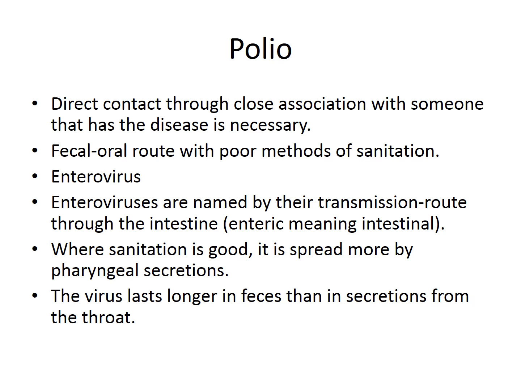Fecal oral route is pretty much the way that the individual is going to contract the disease. Poor methods of sanitation. It's considered an enterovirus, which is named for its transmission route through the intestine. Enteric means intestinal. Where sanitation is good, it is spread more by pharyngeal secretions. So the individual would carry fluids within their pharyngeal area. They would cough, or even speaking, they could transfer those respiratory droplets. The virus lasts longer in feces than secretions from the throat.